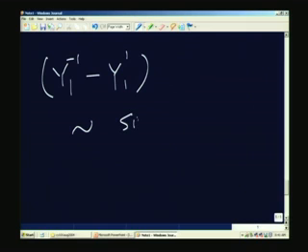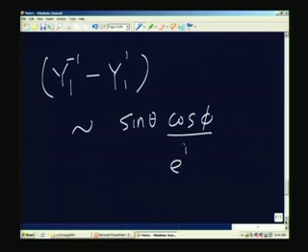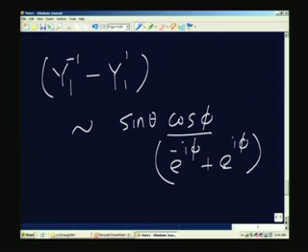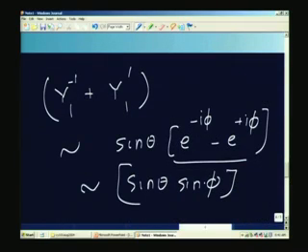Now the same thing if you do y11 minus y1 minus 1, you will get something like sin theta cos phi. The cos phi comes because you are adding e to the minus i phi plus e to the i phi. So one linear combination gives you sin theta cos phi, the other linear combination gives you sin theta sin phi.